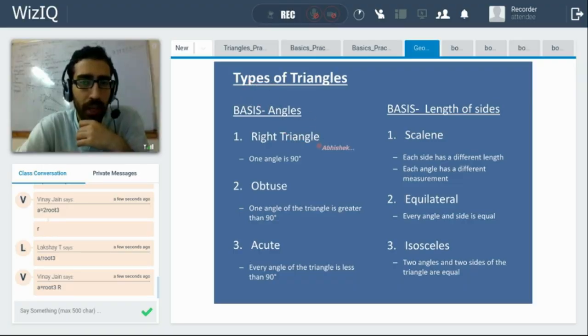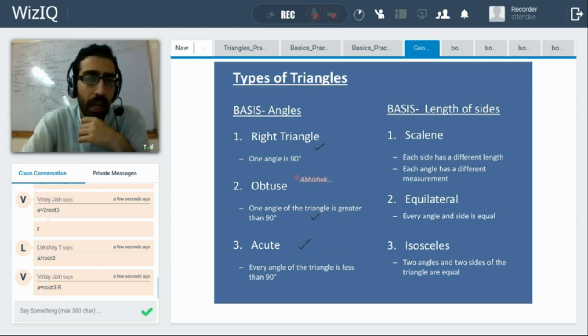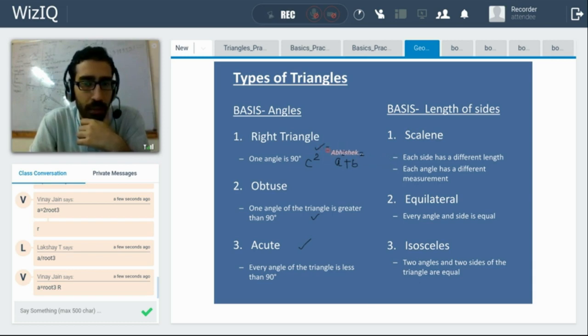Divide triangles on the basis of angles. We have right triangle, obtuse triangle, and acute triangle. And we have seen how in these three triangles, C square relates to A square plus B square. For a right triangle, it is equal to. For an obtuse triangle, C square is greater than A square plus B square.